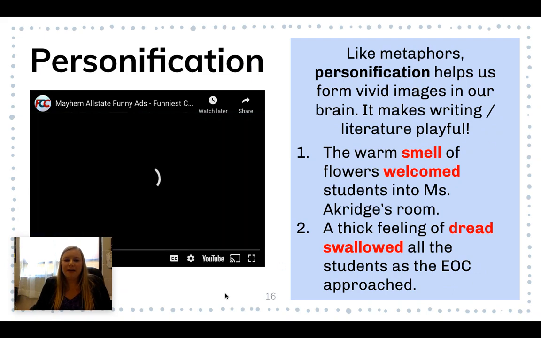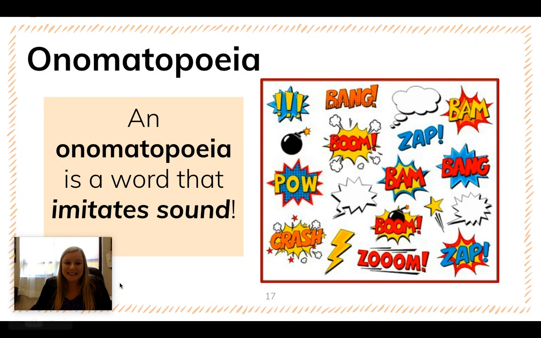Coming up next is probably the easiest piece of figurative language to pick out, and that's onomatopoeia. An onomatopoeia is simply a word that imitates sound. So I put a bunch of examples over here. Bang, boom, zap, zip, pow. Think about comic books. Think about all the things that comic book illustrators and authors do to demonstrate a sound.